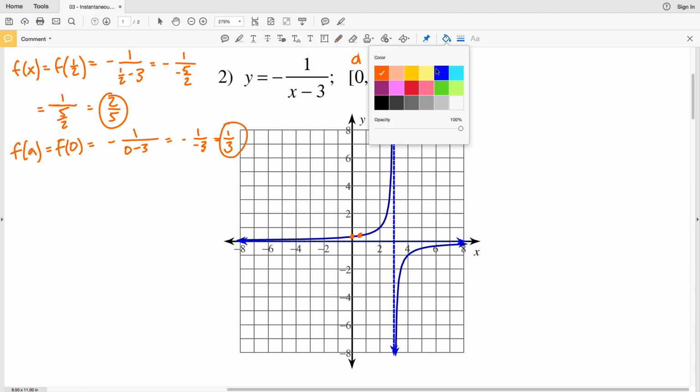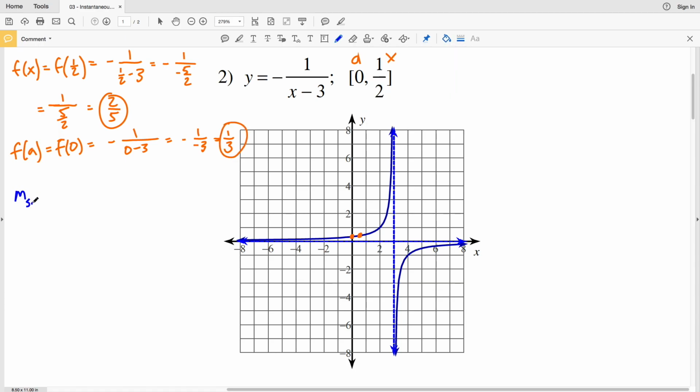Now let's find the slope of that secant line, which is f of x minus f of a, so that's 2/5 minus 1/3 all over x minus a, 1/2 minus 0. 2/5 minus 1/3, writing that in order to combine those terms, that's going to be 6/15 minus 5/15. And that's all over 1/2 minus 0, which is 1/2.